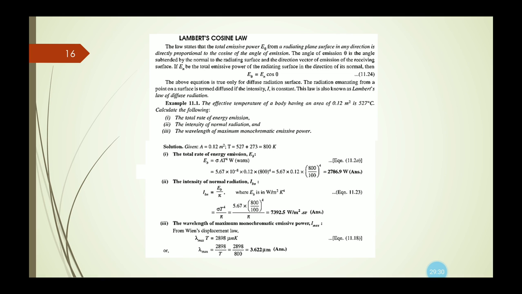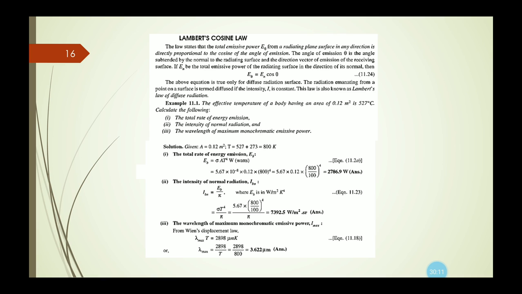It says that we need to calculate the intensity of normal radiation. So this relation we have discussed just now, that EB equals pi into I. So this I, intensity of normal radiation, equals EB by pi. EB we have calculated just now in the first part of this numerical, and it needs to be divided by pi. So the intensity of normal radiation, from the Stefan Boltzmann law, is sigma T to the power 4.